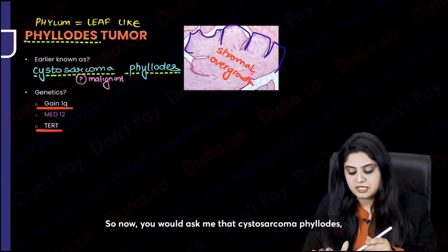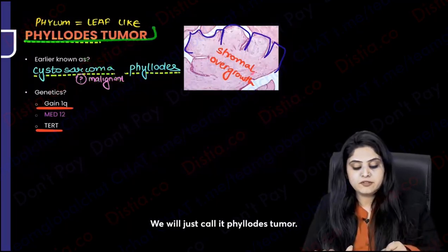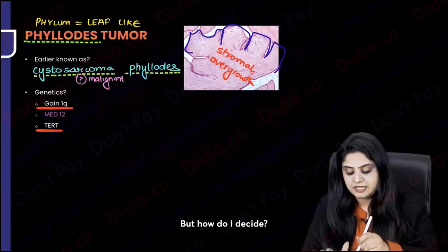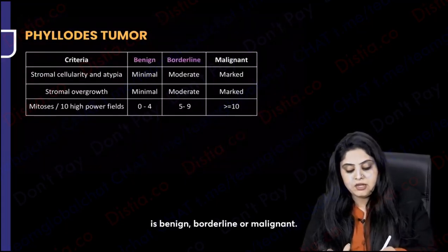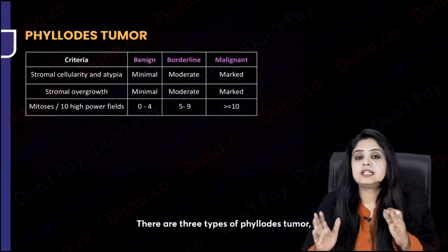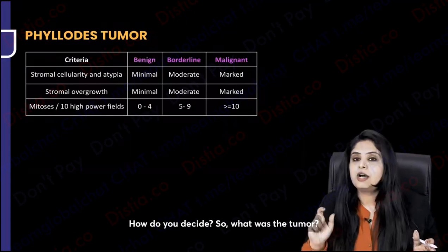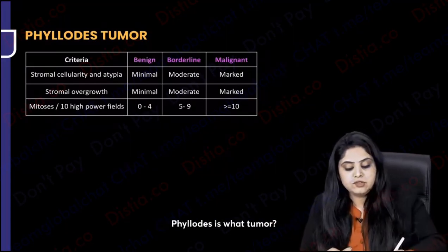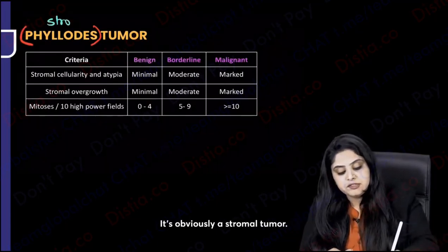So now you would ask me that, okay, cystosarcoma phyllodes, we will not use that term. We will just call it phyllodes tumor. But how do I decide? We have to know whether phyllodes tumor is benign, borderline or malignant. There are three types of phyllodes tumor, BBM, benign, borderline and malignant. How do you decide? So what was the tumor? Phyllodes is what tumor? Is it an epithelial tumor or a stromal tumor? It's obviously a stromal tumor, right?